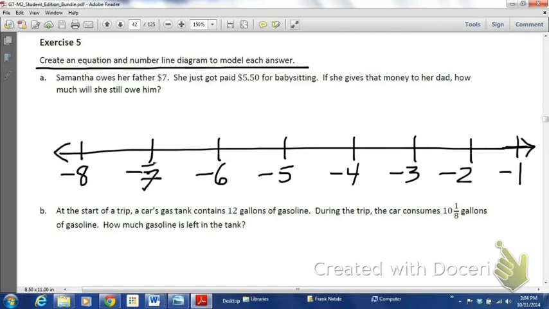Okay, so hopefully for this first one about Samantha and her father, you notice that the idea that Samantha owed him money is going to give you a hint as to where that $7 should be on the number line. If you owe somebody something, that means that's a negative value. So here she is right here at -7. So she's right there at -7 right now. Oh, I should draw this in red here.